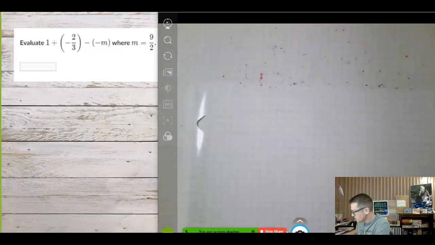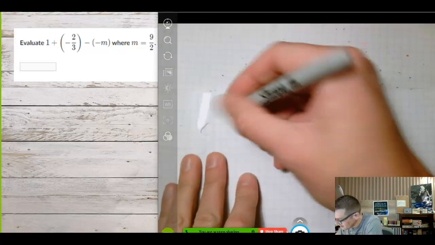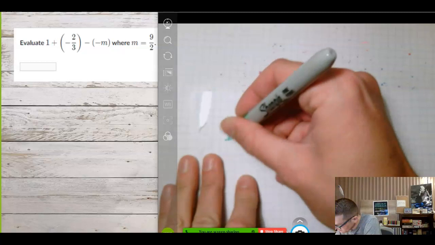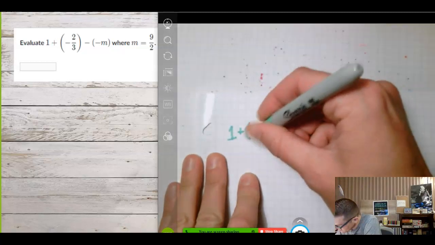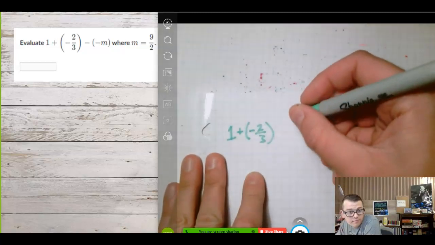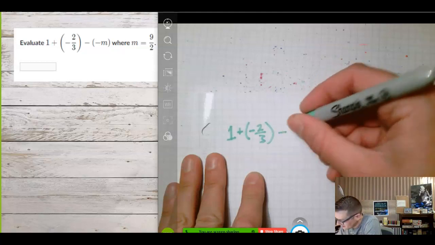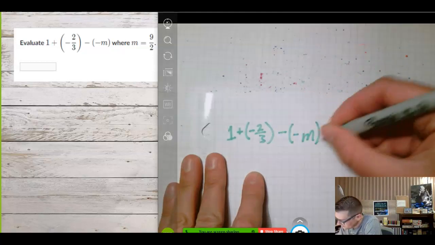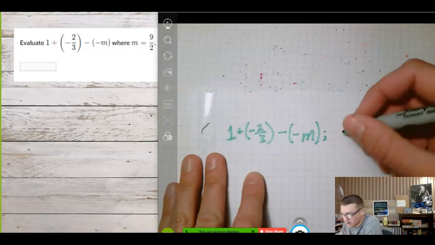Our next problem here is this 1 plus negative 2/3. So if you guys want to go ahead and start writing that down. Minus negative m, where m is 9/2.